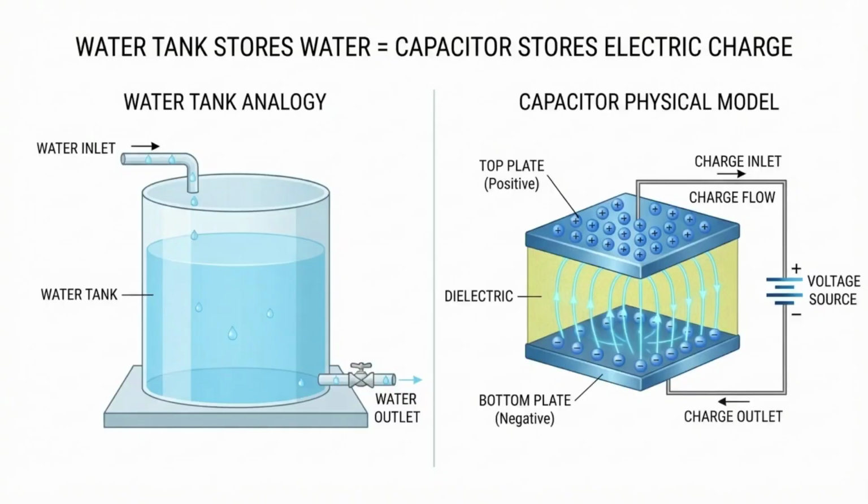A simple way to understand how a capacitor charges is by using the water tank analogy. Imagine a water tank being filled with water. The water represents electric charge, while the water pressure represents voltage. As the tank fills up, the pressure increases. Once the tank is full, no more water can enter. Similarly, once a capacitor is fully charged, current stops flowing in a DC circuit.